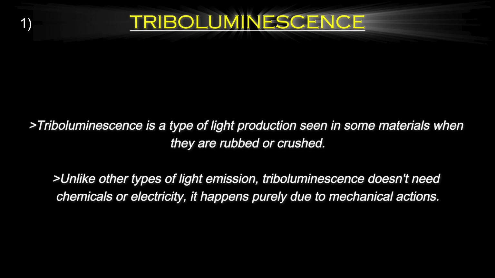To start, let's define triboluminescence. Triboluminescence is a type of luminescence in which certain materials undergo mechanical processes, including rubbing, grinding, or crushing, which results in the production of light. Triboluminescence is a special kind of luminescence that is entirely mechanical in nature, unlike other forms of luminescence that need chemical or electrical processes.